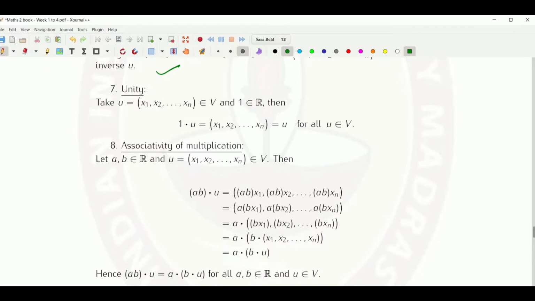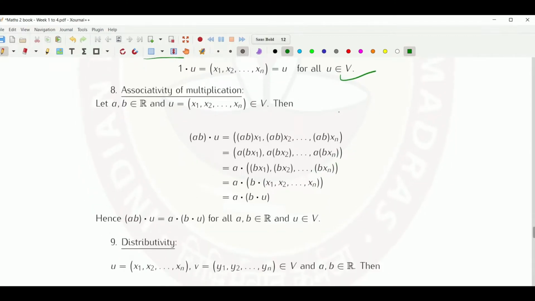Let's see the seventh property, unity. Take u is equal to (x1, x2, ..., xn) belongs to vector space V and 1 belongs to real numbers, then 1 dot u is equal to (x1, x2, ..., xn) for all u. It is satisfied.